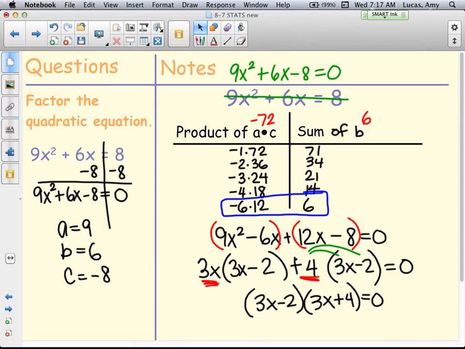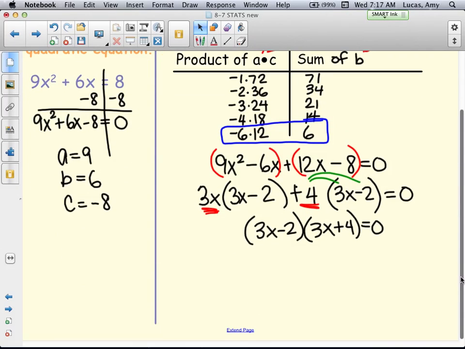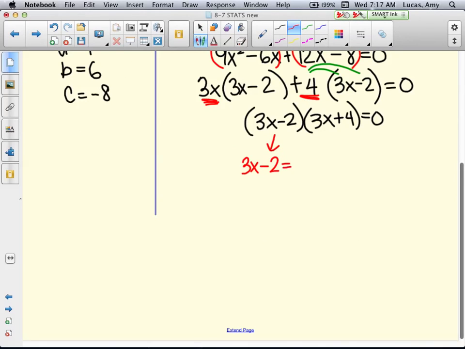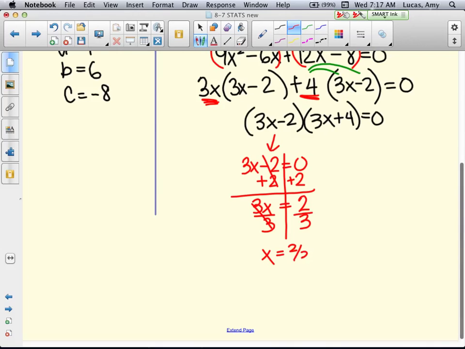Okay, now we just need to do the zero product property. 3x minus 2 equals 0. Some of you may be able to do this part in your head. Others may not, so don't worry about it. Just write it out and solve it. Be careful. So I added 2, and now I'm dividing by 3. So x equals 2/3.